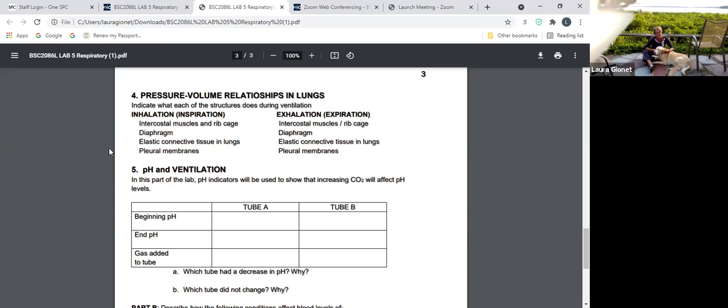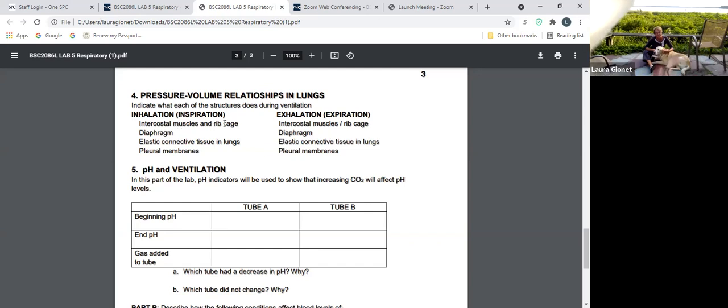We have pressure volume relationships in the lungs, which indicate what each of the structures does during ventilation. So you should be able to describe what each of these contributes to inhalation and exhalation, or inspiration and expiration, and be able to identify as many as possible on models. That's why the PowerPoint notes actually point to more things. These are some images from a former image database that we had that lets you see more things. And then I can also point out a few of them to you.